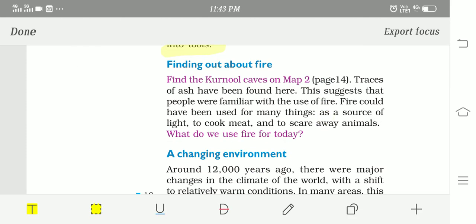Now what is the next thing which archaeologists have found? They found the fire. Somewhere the ashes are being found. The archaeologists test it. Yes, there is a technology by which you can test the age, and you can easily test the carbon. This is called the carbon test, and by this we can easily find out what kind of material it is. So we have found ashes in many places. Now this is found in Kurnool caves. Okay, you can see it in the map. Now what does it suggest? Well, if the remains of ashes are found, that means the people must be familiar with the use of fire.